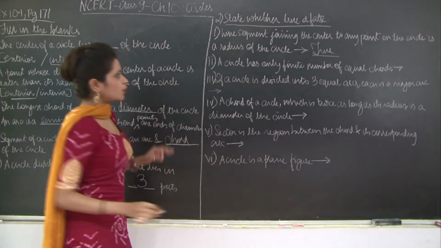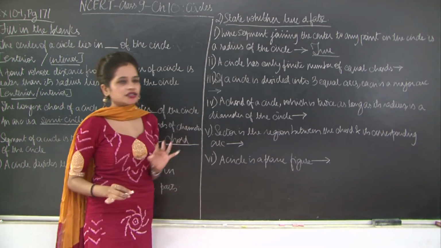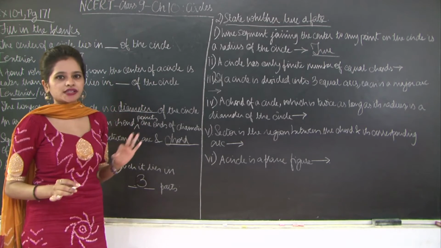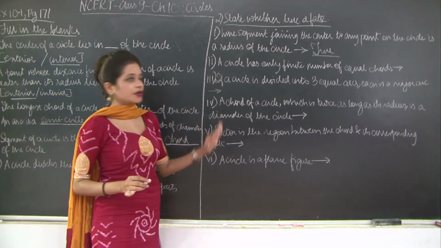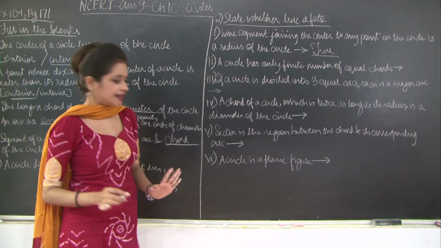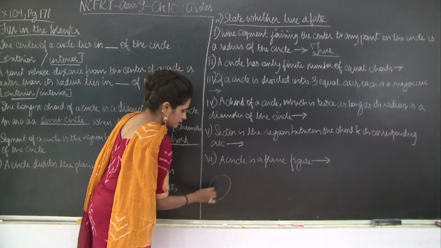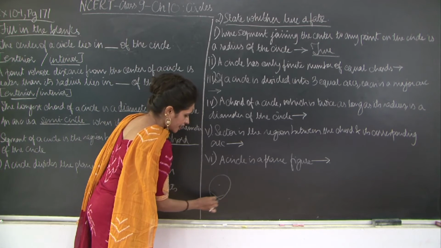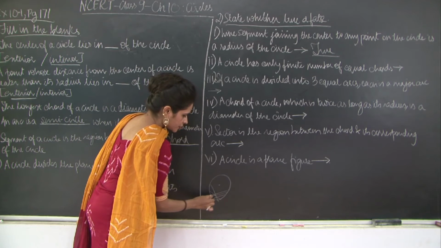A circle has only finite number of equal chords. What do you think? This is true or this is false? This is a false statement because we learned when I explained chords that we had infinite number of chords, right? See, this is the center, we can have infinite number of equal chords, right?